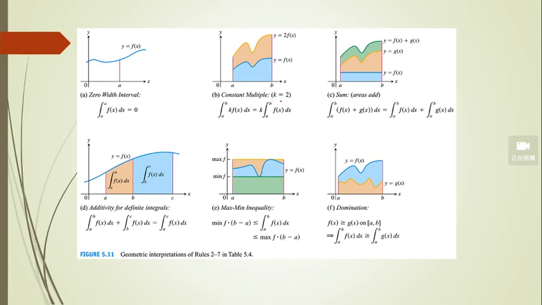Okay, constant multiple. Here we choose k equals 2. K equals 2 actually means we stretch this function curve f(x), right? We stretch it in this way, so we get this curve, which is 2f(x). This denotes the area under the function 2f(x) from A to B, right? That area actually equals double the blue region's area. That is what the constant multiple rule means.